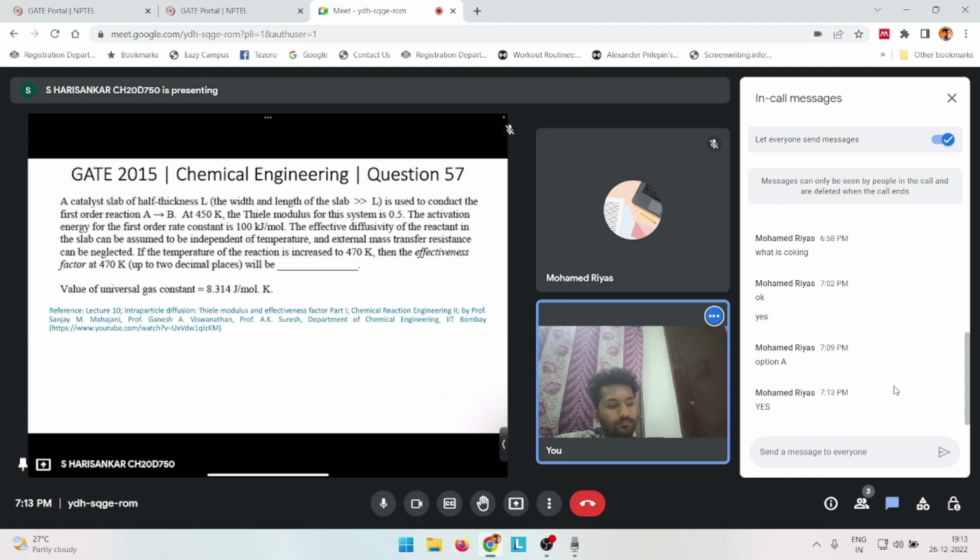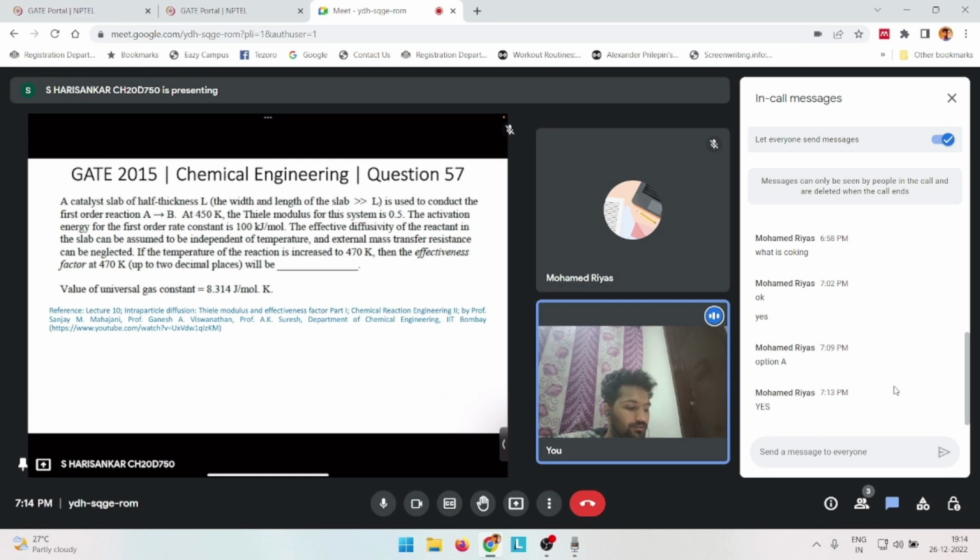This is a question from GATE 2015 from Chemical Engineering, question number 57. A catalyst slab of half thickness L, the width and length of the slab are very, very greater than L, is used to conduct the first order reaction A giving B. At 450 Kelvin, the Thiele modulus of the system is 0.5.